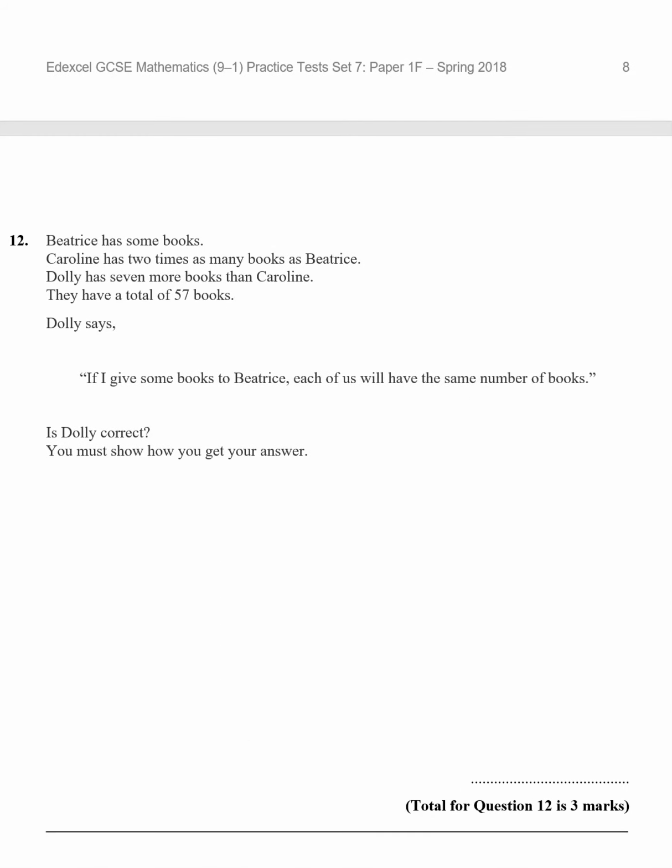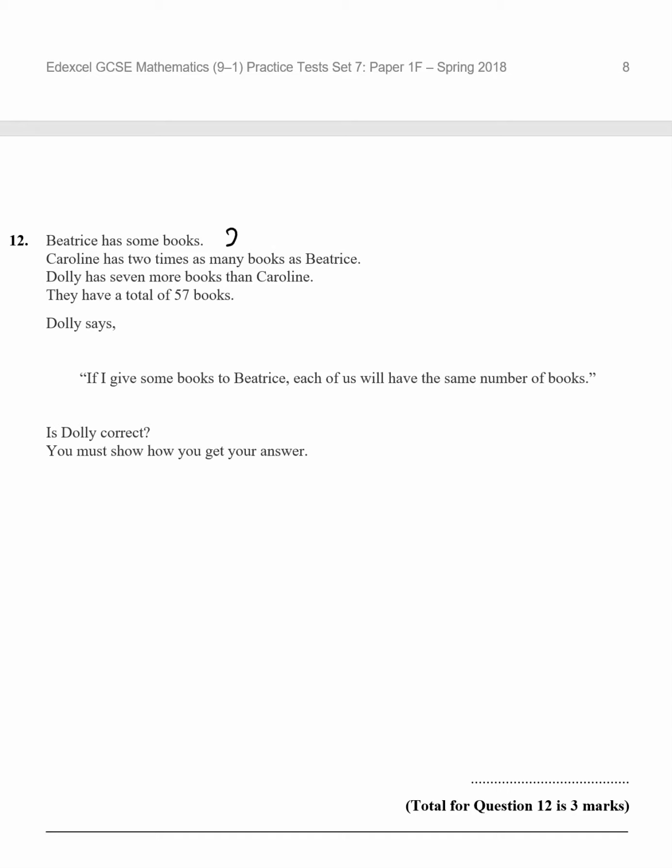Number 12. Lots of words here. Beatrice has some books. Caroline has 2 times as many books as Beatrice. Dolly has 7 more books than Caroline. They have a total of 57 books. Wow. Dolly says, if I give some books to Beatrice, each of us would have the same number of books. Is Dolly correct? Let's work out how many books they've got each.